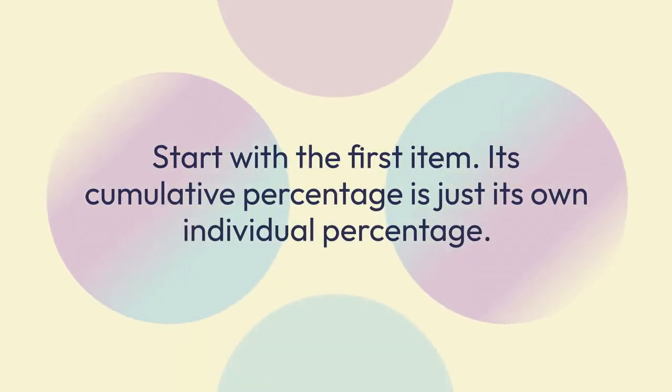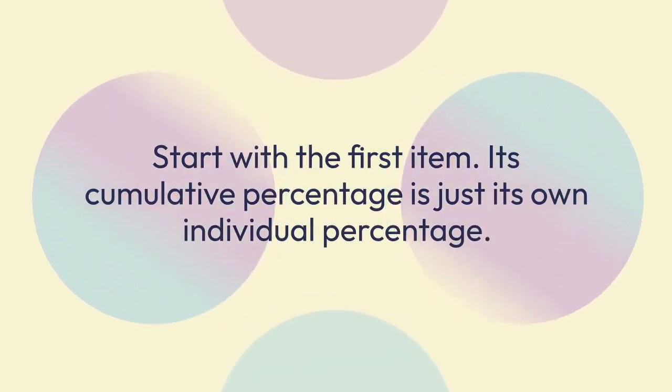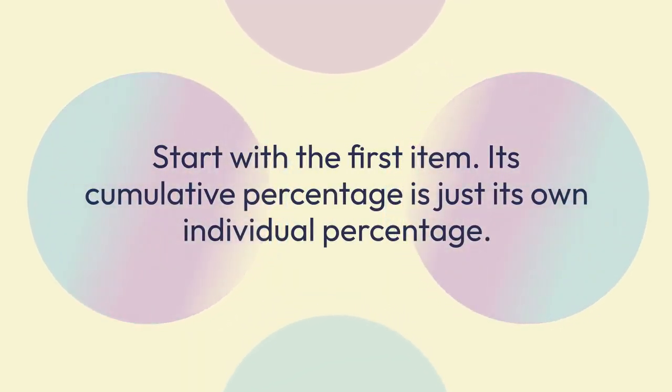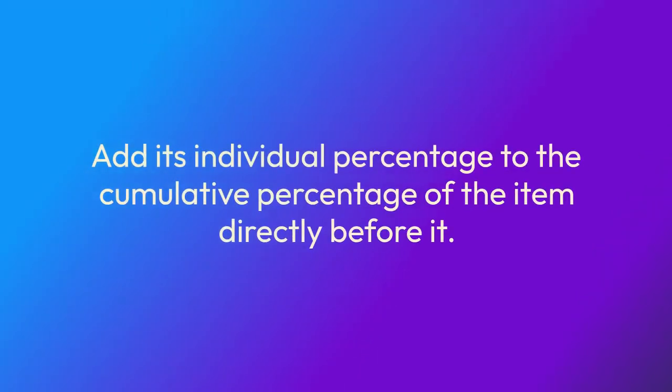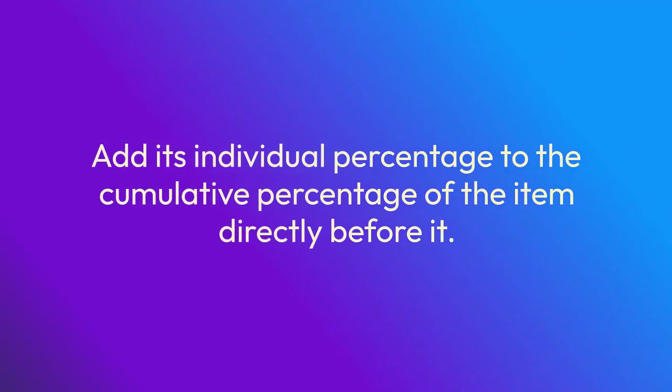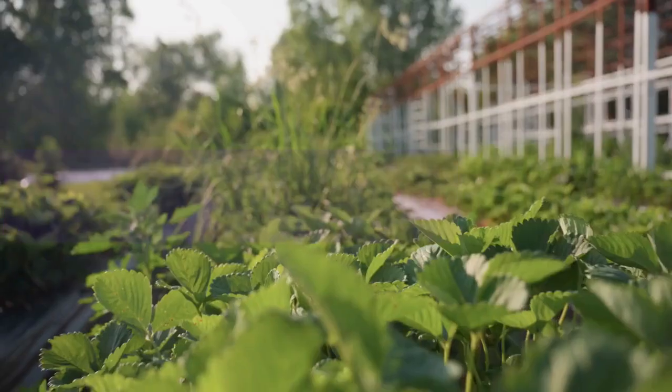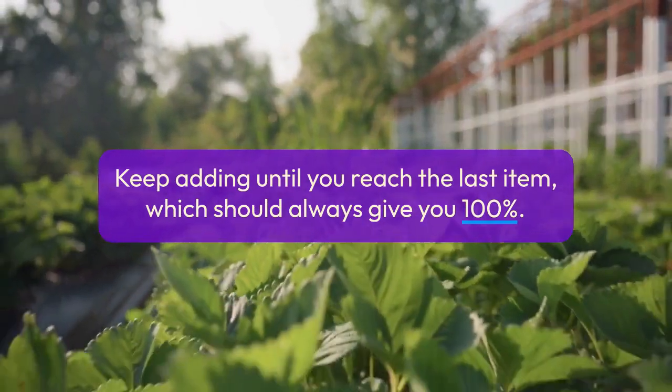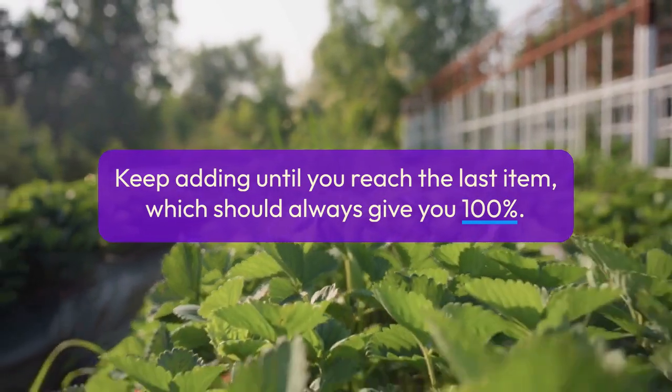Fourth, start with the first item. Its cumulative percentage is just its own individual percentage. Fifth, for every subsequent item, add its individual percentage to the cumulative percentage of the item directly before it. Keep adding until you reach the last item, which should always give you 100%.